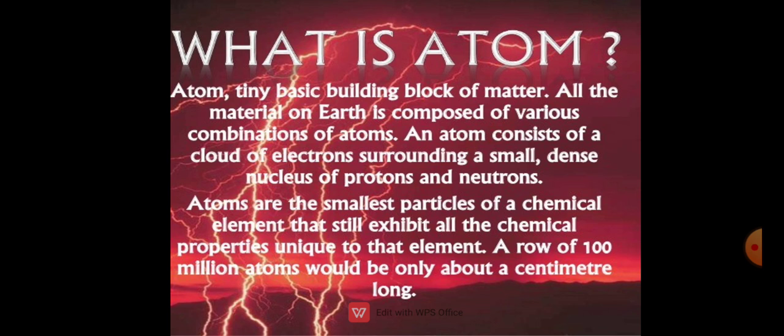A row of a hundred million atoms could be only about a centimeter long. Means that when a row of 100 million atoms combine together, it will represent a centimeter length, because an atom is the smallest particle of an element.